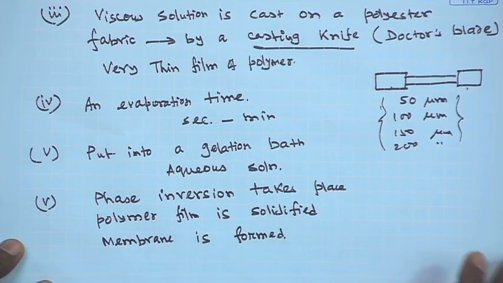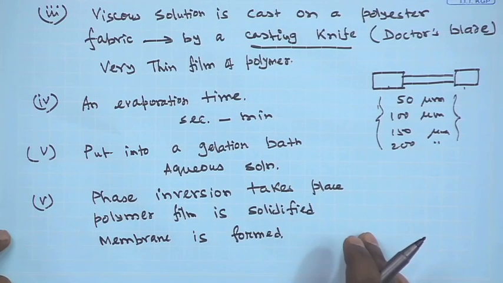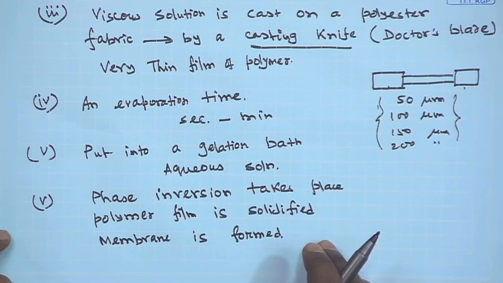There will be an exchange of solvent and non-solvent: solvent from the polymer matrix and non-solvent from the aqueous stream. Because of the concentration gradient, they will be immediately exchanging. The solvent will come out from the polymer matrix into the gelation bath, and the non-solvent will go into the polymer matrix from the gelation bath. Therefore, whenever the non-solvent gets into the polymer matrix, immediately bigger pores will be formed, and the pores will be formed.